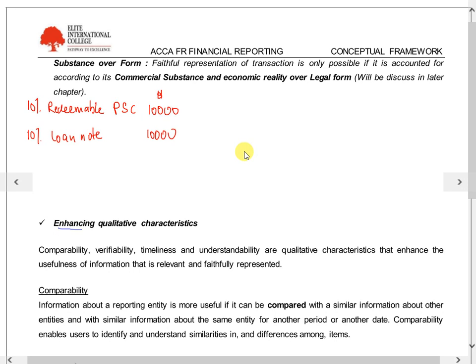I need 10,000, I can actually issue share. I need 10,000, I can borrow. Over here, if I borrow 10,000, I pay 10% interest. So is this 10,000 an asset, liability, income, or expense? It is a liability. And we have to pay 1,000 interest, which is an expense.